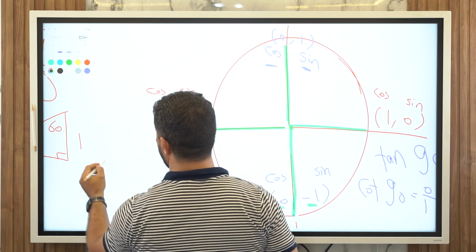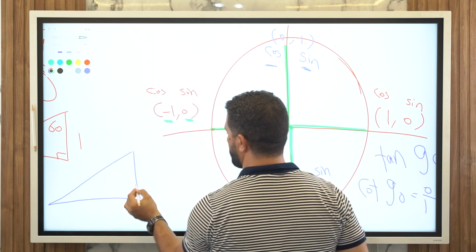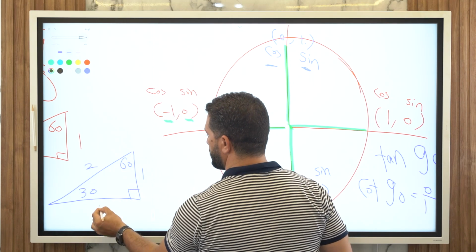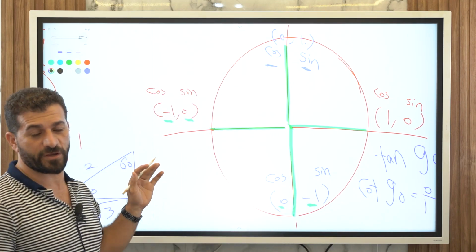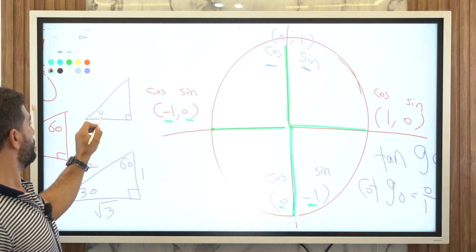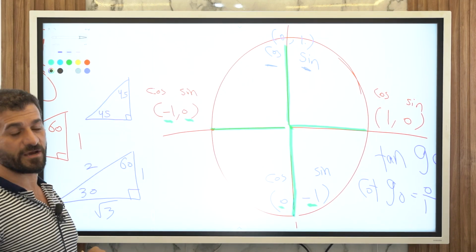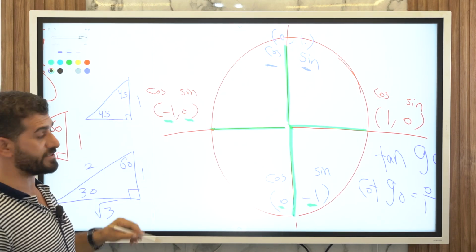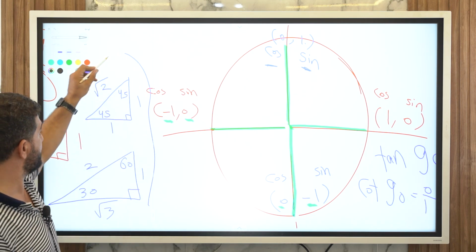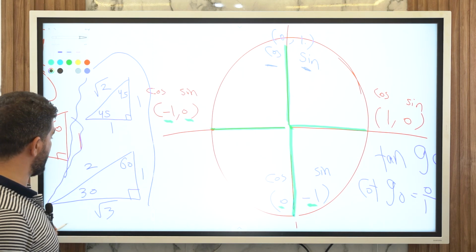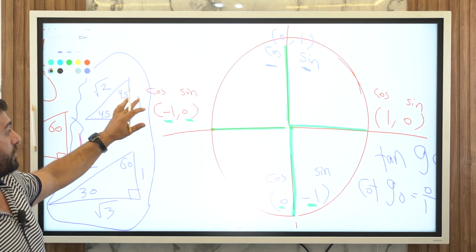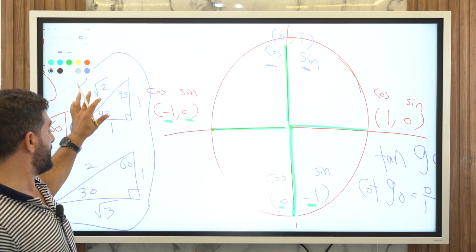Now let's take this 30-60-90 triangle. This is 30, this is 90, this is 60. Here it's 1, 2 and here it's root 3. By using this triangle we can find sine, cosine and tan. And if we have a 45-45 triangle, this is an isosceles triangle. This side is 1 and this side is 1. This is the square root of 2. By using these two triangles we can find sine, cosine and tan for any of these angles. So don't use the calculator. Depend on the unit circle and depend on the two triangles.